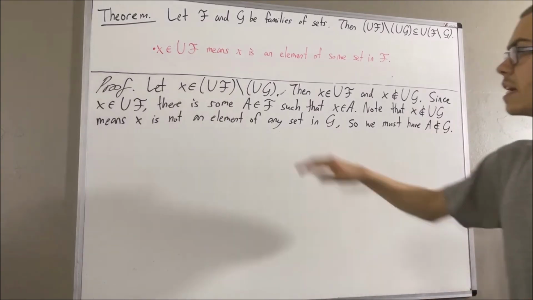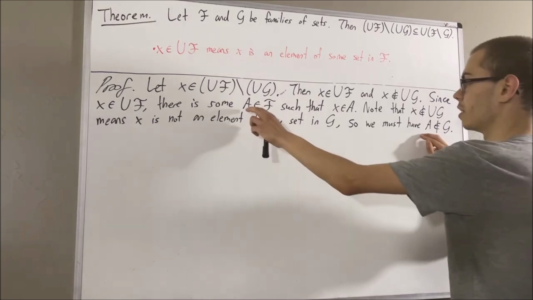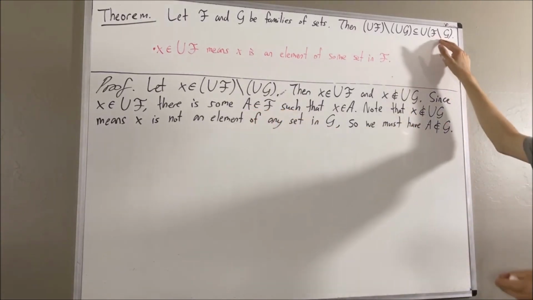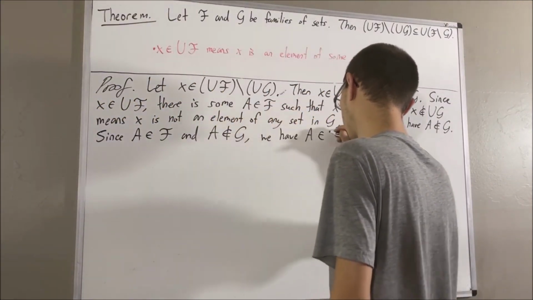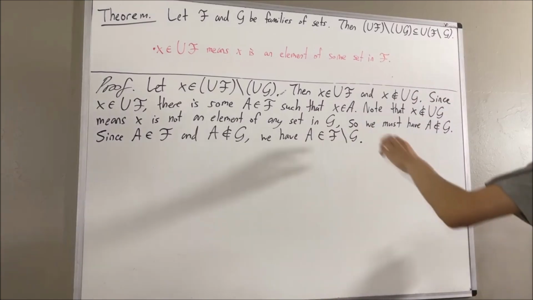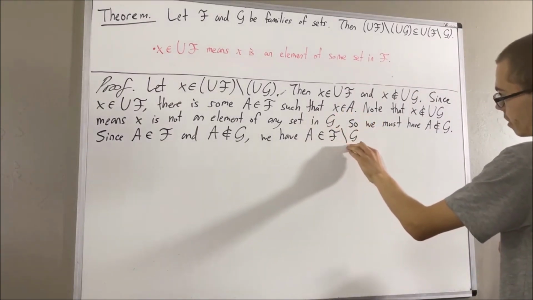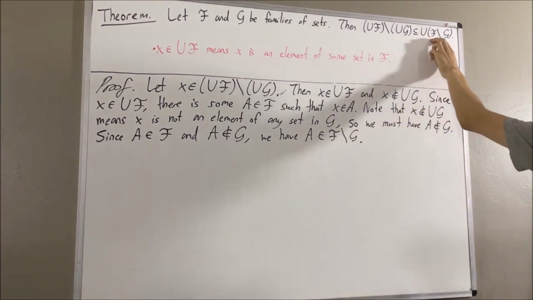So we see that A is an element of F, and A is not an element of G. These two facts tell us that A is an element of F set minus G. And now we see that X is an element of a set that is in F set minus G. And that is precisely what it means for X to be an element of the union of F set minus G.